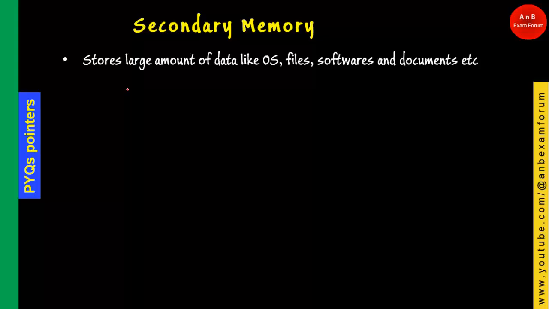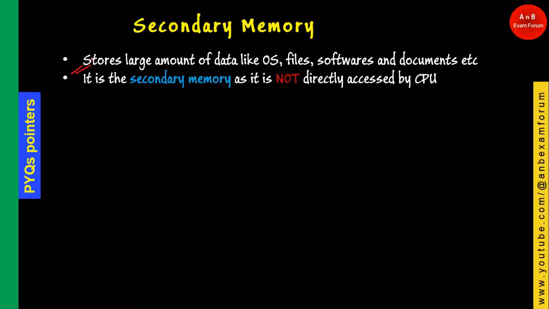Let's see, the next one is the secondary memory. As you have seen, primary memory is used to store data for a shorter period of time, for the data which is going to be used during program execution. But if you want to store a large amount of data like OS files, software and documents, secondary memory is required. And the first important point: it is not directly accessed by the CPU.